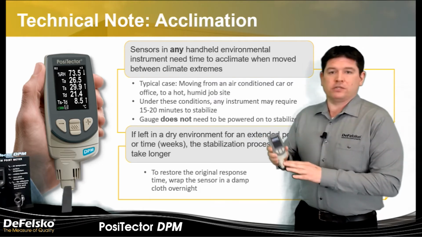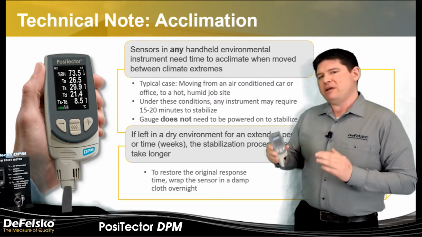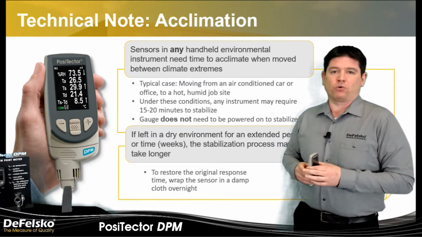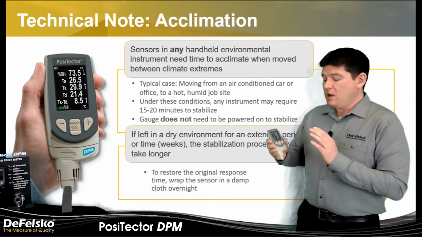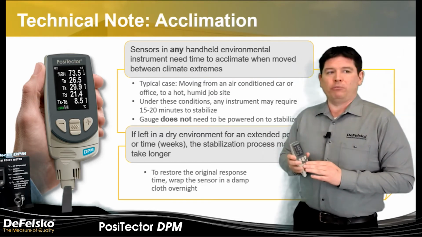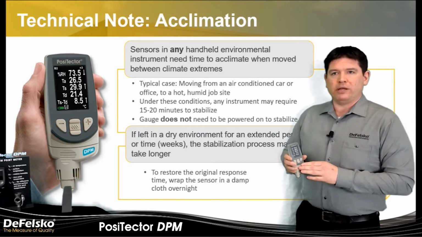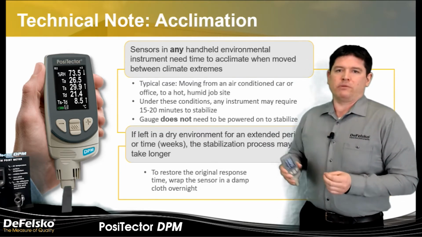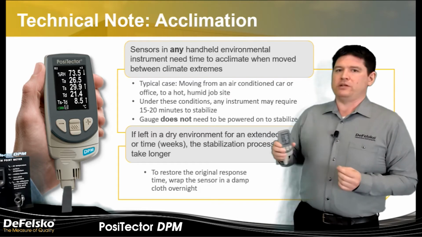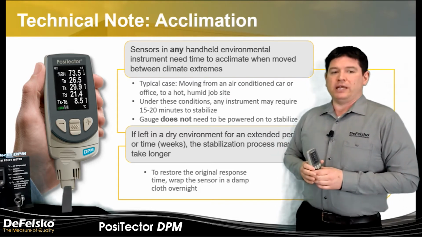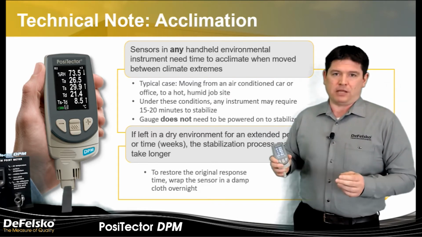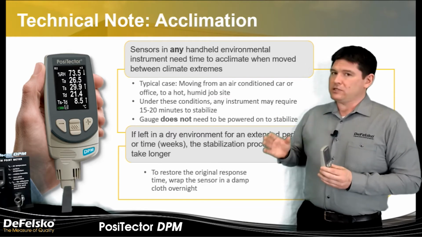The air temperature sensor will adjust fairly quickly. It may take a minute or two to get up to temperature or down to temperature if you move between. But the humidity sensor takes a little bit longer. We generally recommend if you switch between extreme environments, 30–40% humidity change, that you give the gauge 15 to 20 minutes to stabilize. And we get this question a lot.